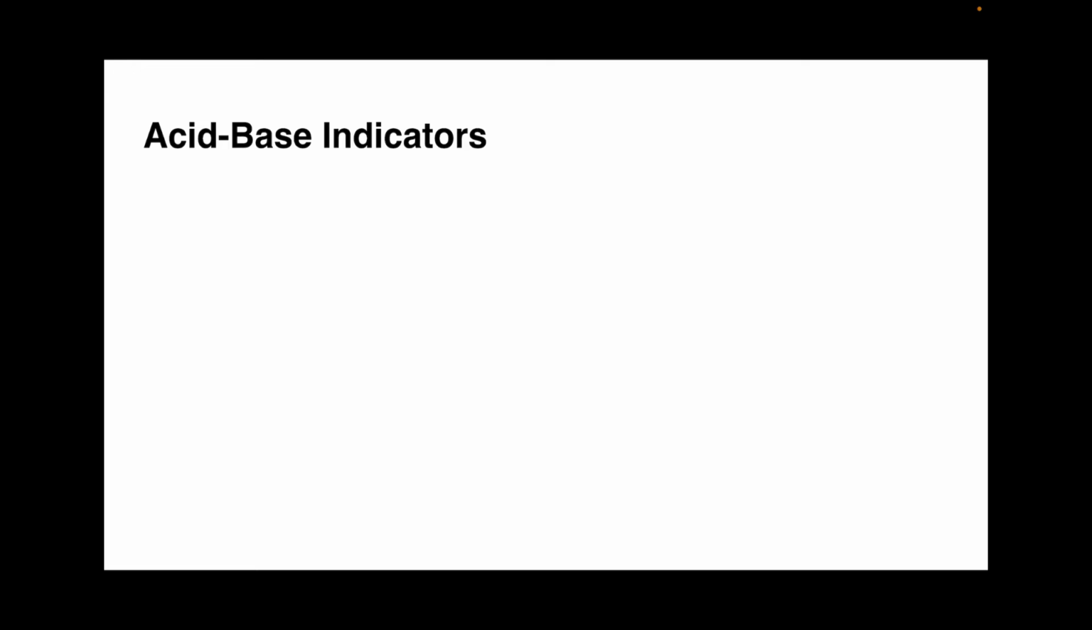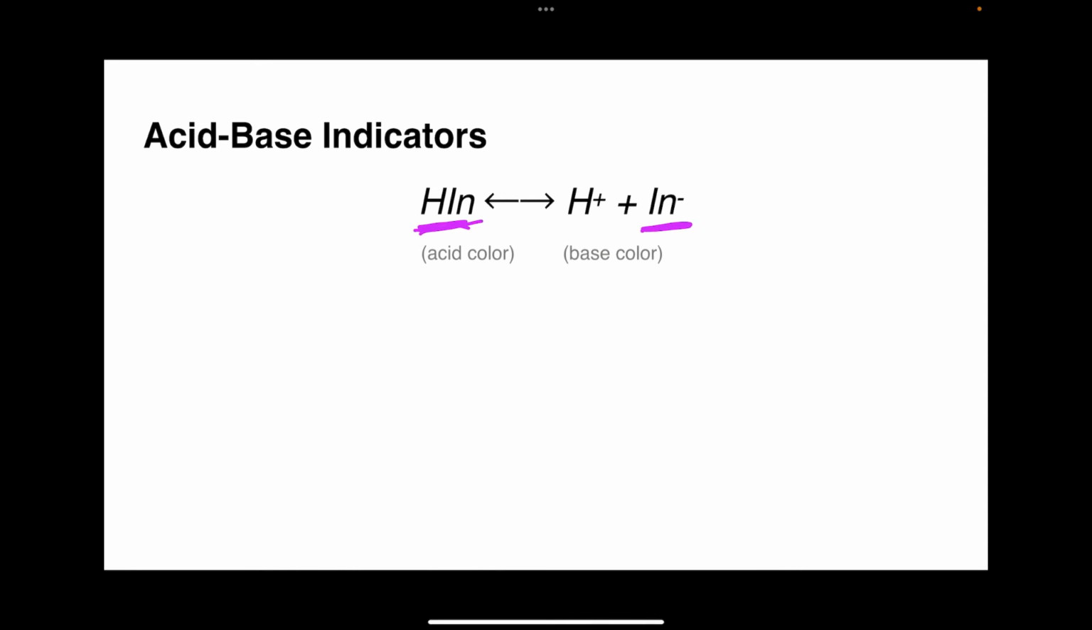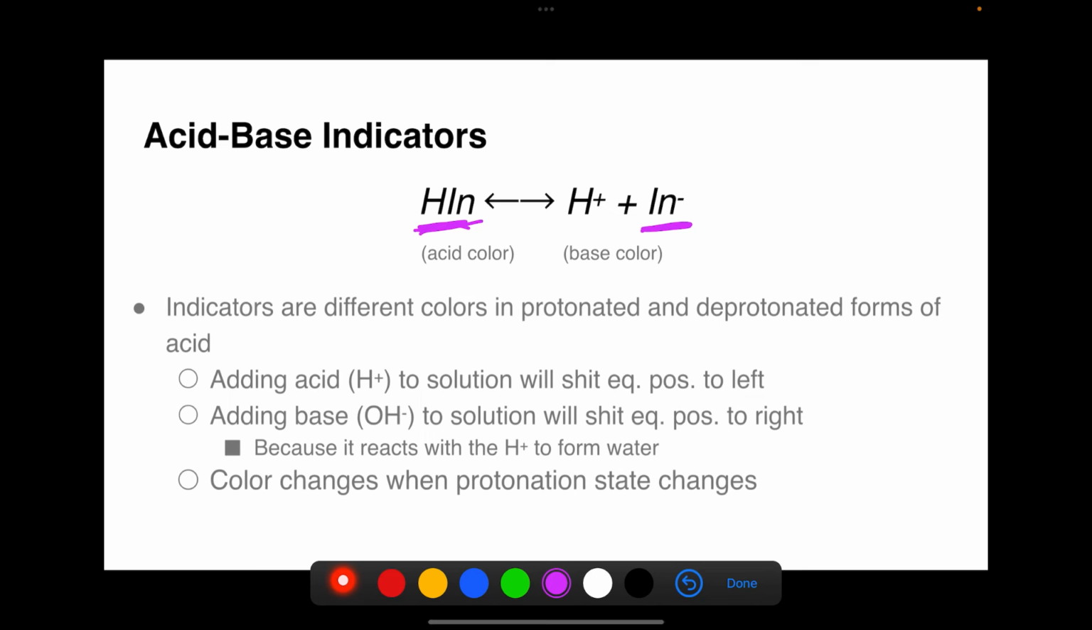The concept of protonated versus deprotonated states helps us understand how an acid-base indicator works. An acid-base indicator is essentially an equilibrium system between the protonated state of the indicator and the deprotonated state. What makes acid-base indicators special, though, is that the protonated state is one color and the deprotonated state is a different color.